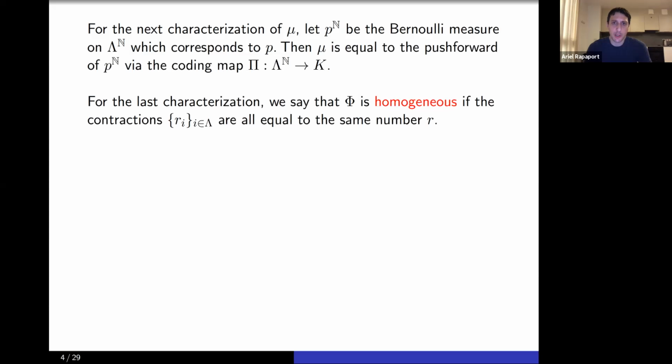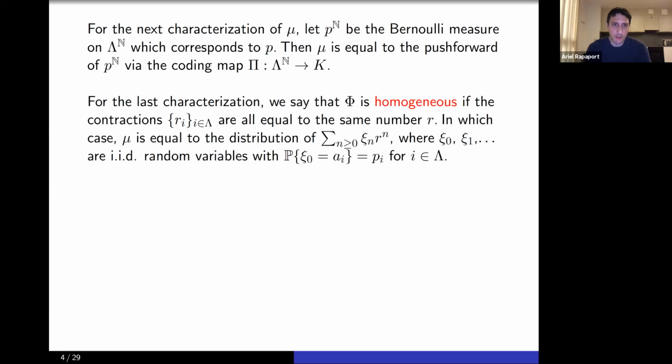And for the last characterization, which only holds under an additional assumption, we say that the IFS phi is homogeneous if the contractions Ri of the maps phi i are all equal to the same real number r, which again has modulus strictly between 0 and 1. In which case it is again easy to verify that the self-similar measure mu is equal to the distribution of this random sum, where the psi n's are IID random variables distributed according to the translations Ai and the probability vector p.